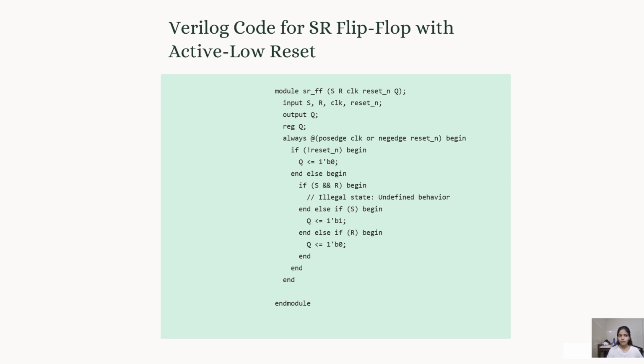Verilog code for SR flip-flop with active low reset. Again here we have to give the module name, inputs, outputs and a reg, and an always block, and then we have to end the module.